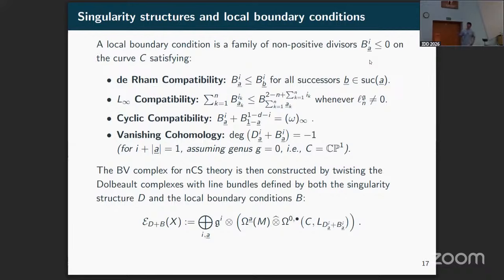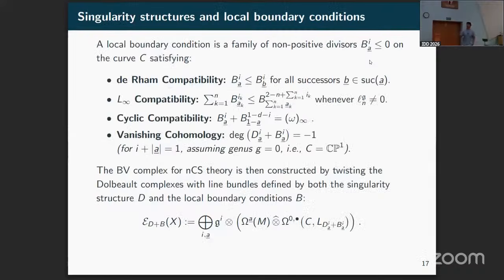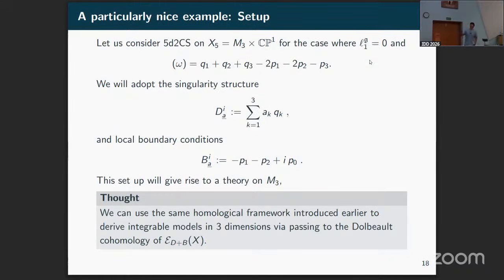Similarly, you have to impose boundary conditions, and the important one to focus on is this one, which imposes that the physical fields are of degree -1, so they vanish in cohomology. So you can then combine the local boundary conditions of the singularity structure with the totalized complex from before. And I focus on a very nice example for this collection of boundary conditions in our paper.